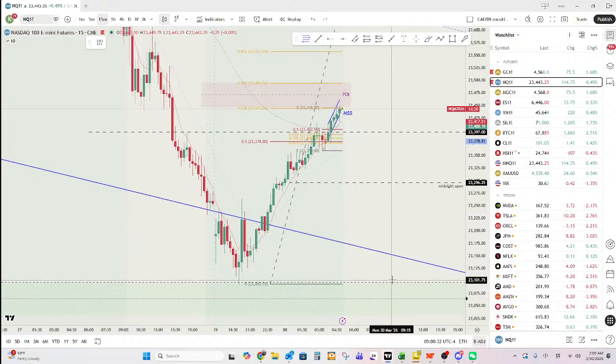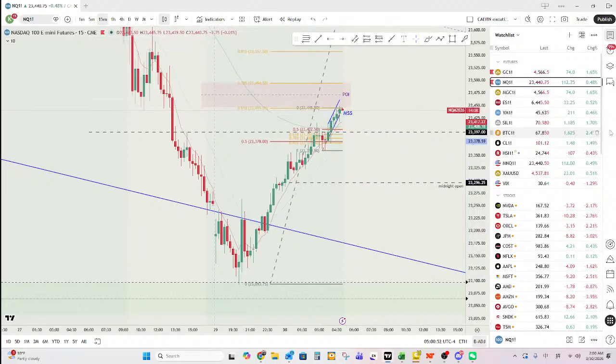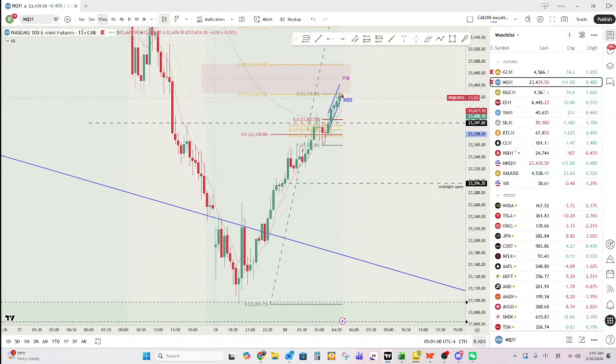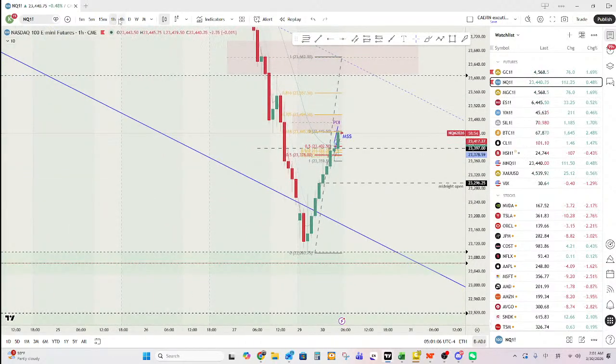If I do this way, let's say start here, and then I was looking for this level, this 3 level, and then here is my final target, 0.5 level. This is my plan. So I'm just waiting, and you also want to look at the chart at different time frames, so it gives you a better view.